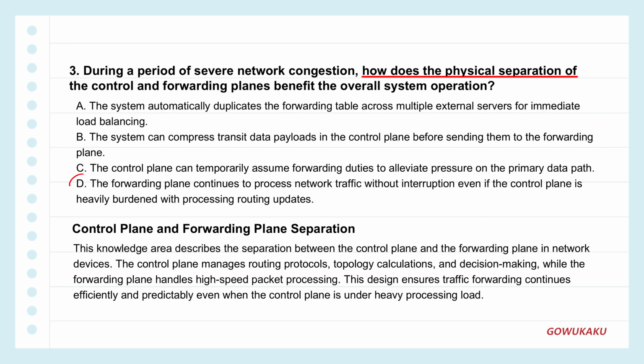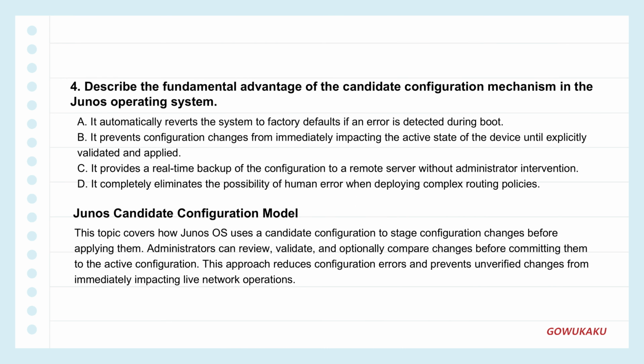Okay, so that separation of powers keeps the hardware humming. But what keeps the human administrator from accidentally taking the system down with a bad keystroke? The dreaded human error. Exactly. Let's talk about safety nets. Question 4.